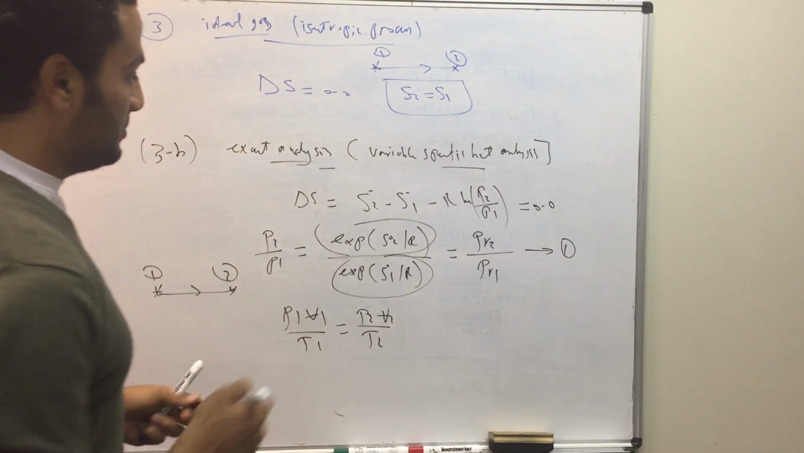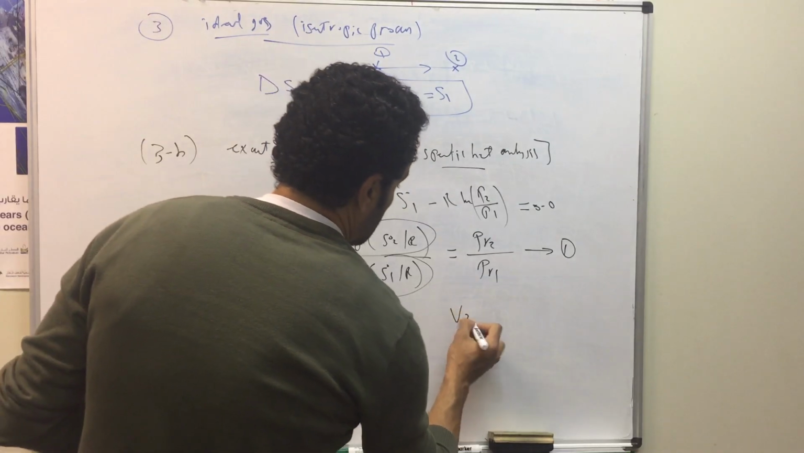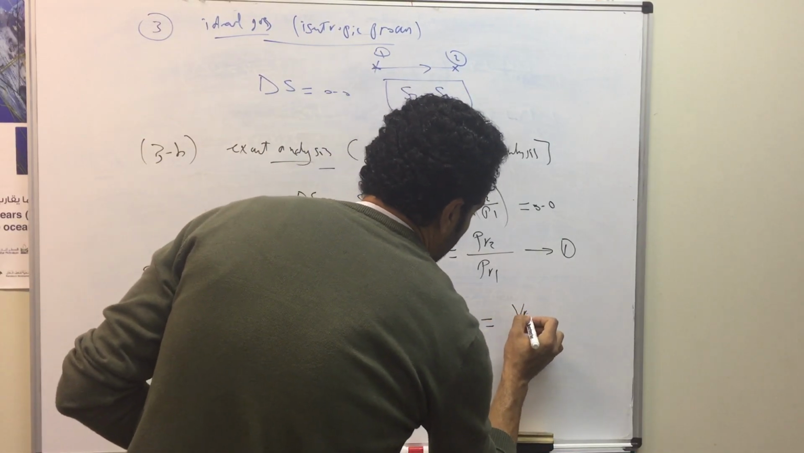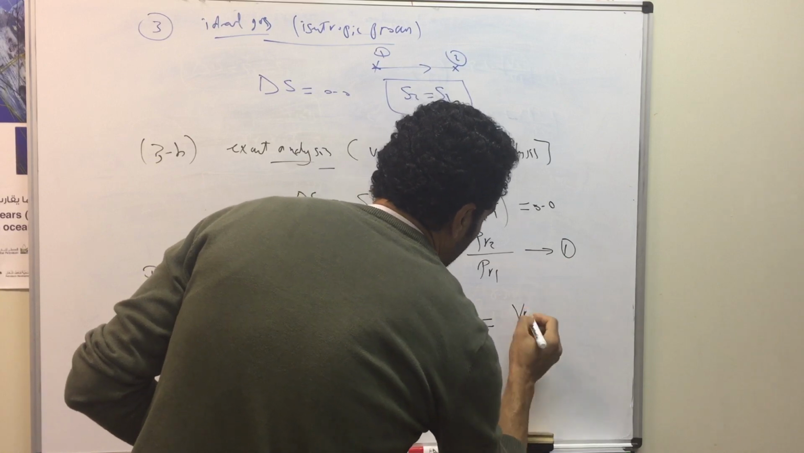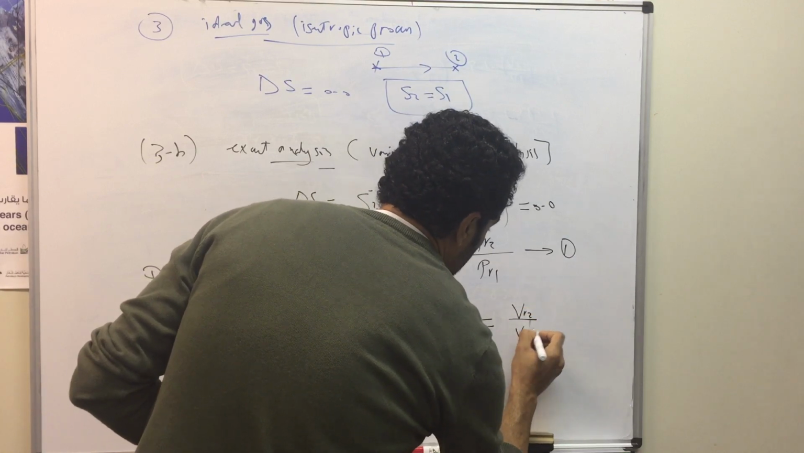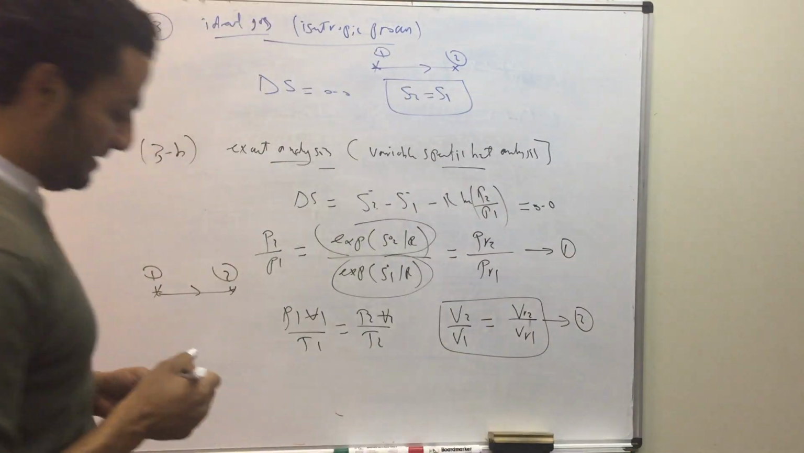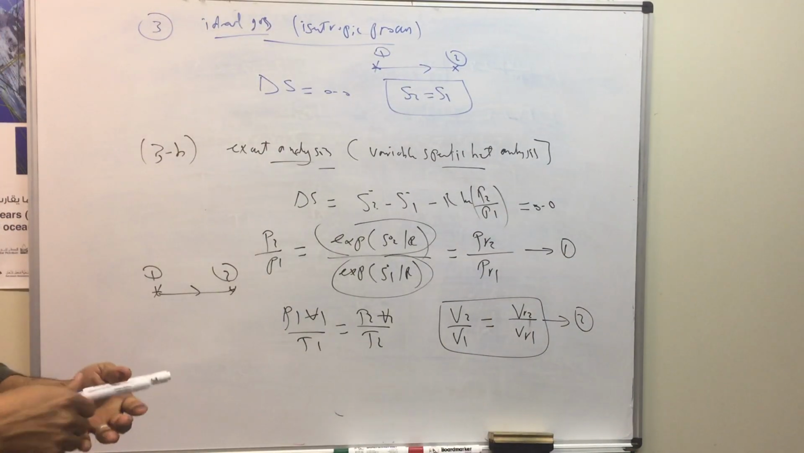And based on this relation, we can also prove that V2 over V1 is the same as V relative 2 over V relative 1. And this is actually the second equation following the exact analysis.